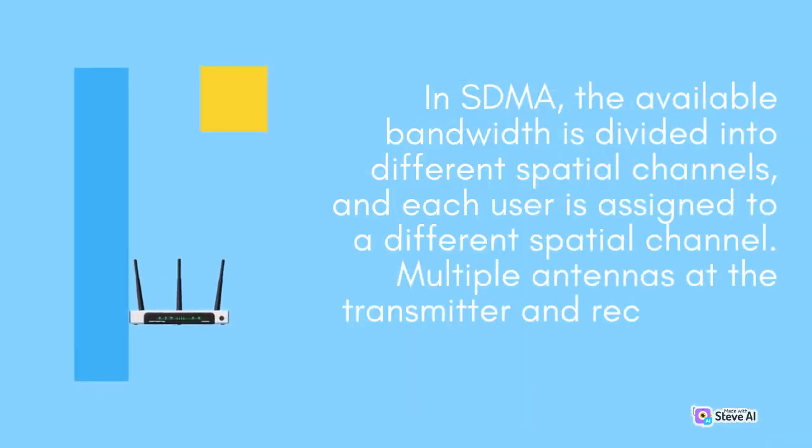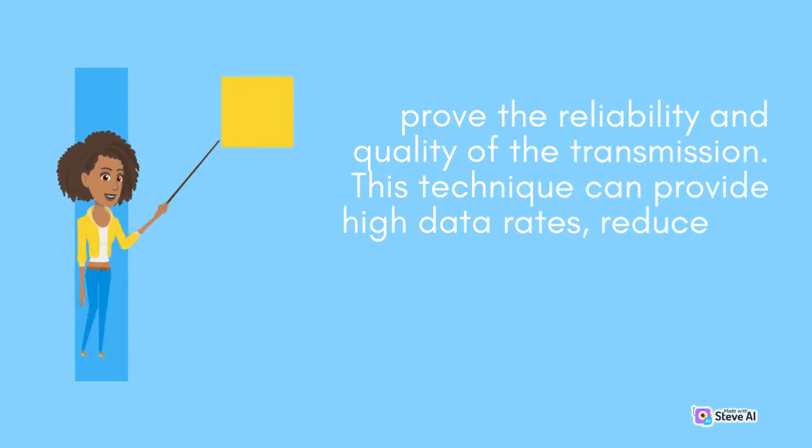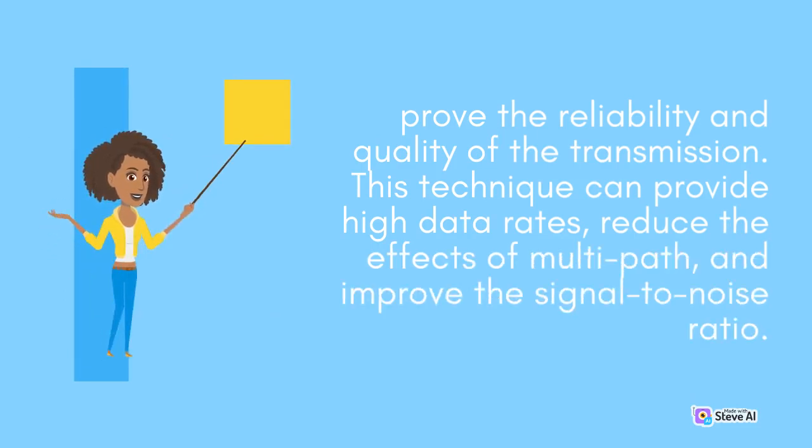In SMA, the available bandwidth is divided into different spatial channels, and each user is assigned to a different spatial channel. Multiple antennas at the transmitter and receiver are used to improve the reliability and quality of the transmission. This technique can provide high data rates, reduce the effects of multipath, and improve the signal-to-noise ratio.